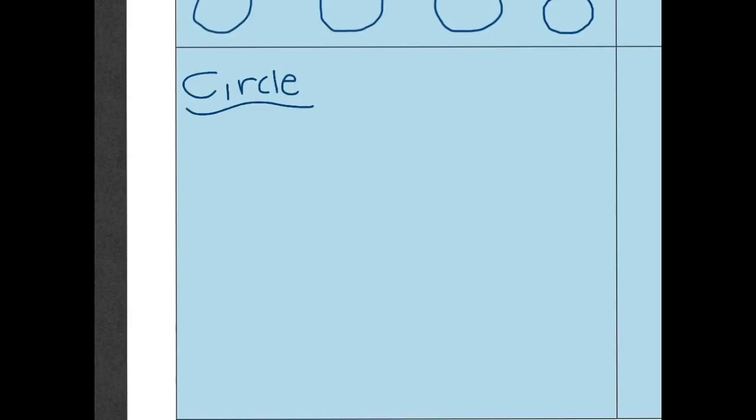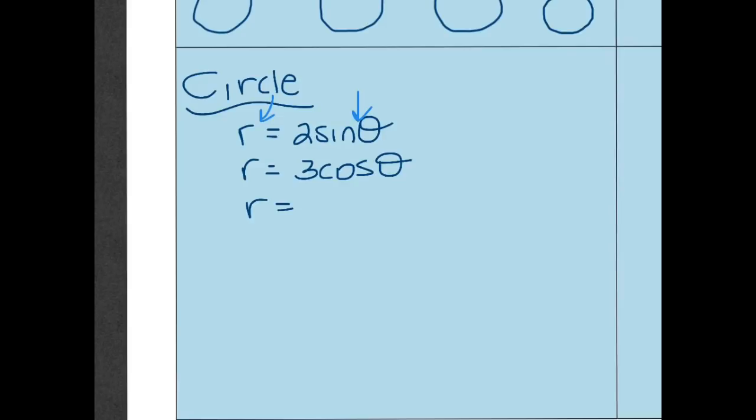And the circle doesn't have anything added or subtracted onto the front. It doesn't have anything attached to the theta. So this is like r = 2 sine theta or r = 3 cosine theta. These would be circles, okay? There's nothing in between the trig function and the theta. The r is raised to the first power, and there's nothing added or subtracted to the front. You can even have a circle that's just r = 2, okay? This is a circle with a radius of 2.